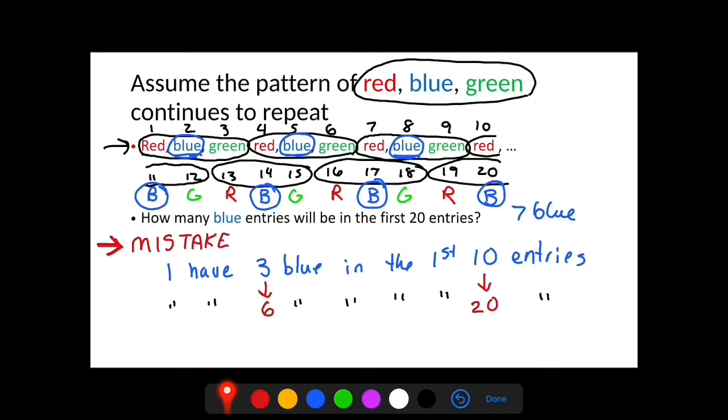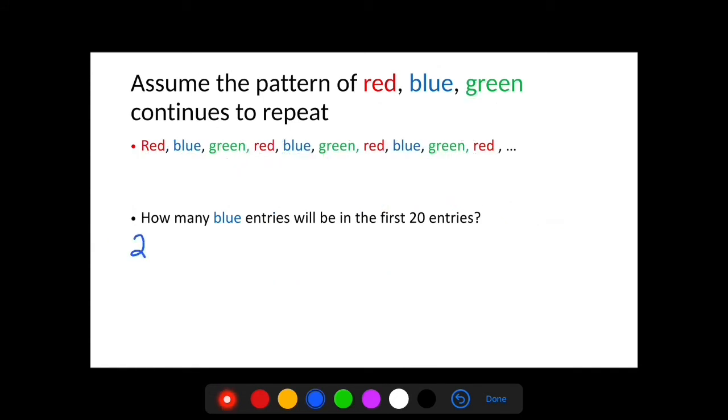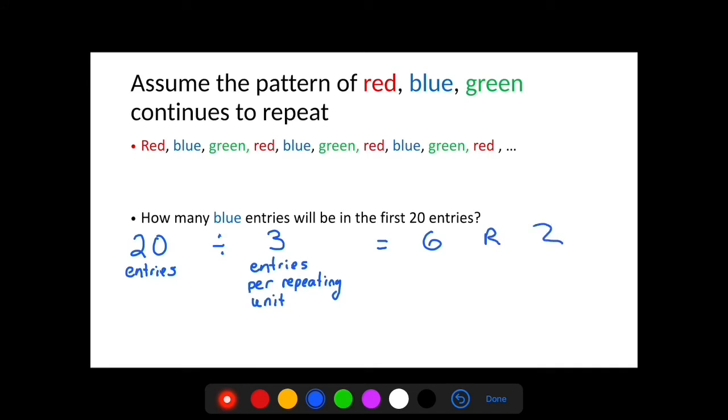I could have asked how many in the first 31 entries. And what we're really keying in on is how many groups of 3 are there in 20 entries. So let's do that. How many groups of 3 would be a division problem? 20 entries divided by 3 entries per repeating unit is 6 repeating units, and then we have a remainder of 2, so 2 extra entries.